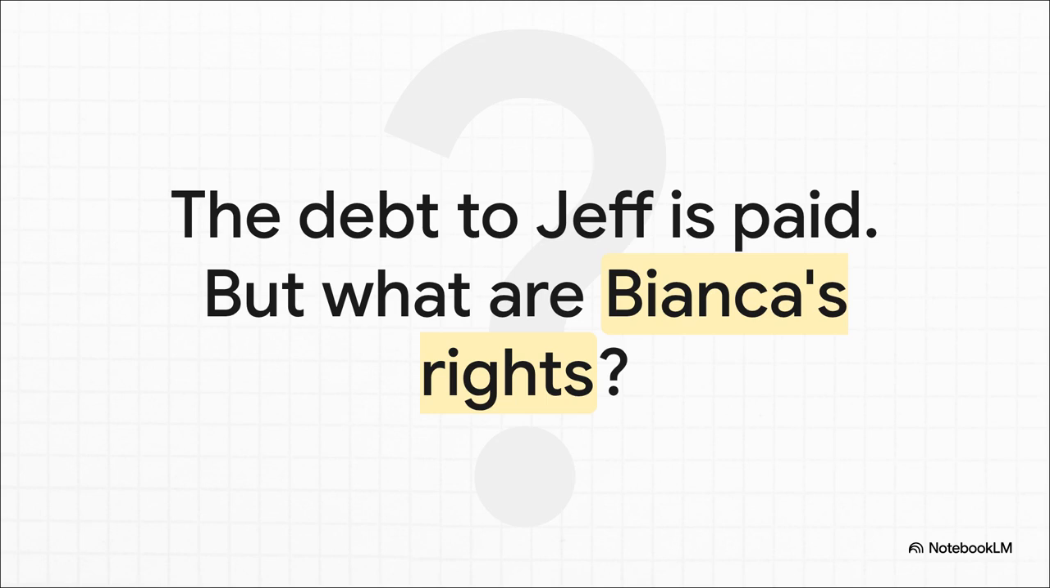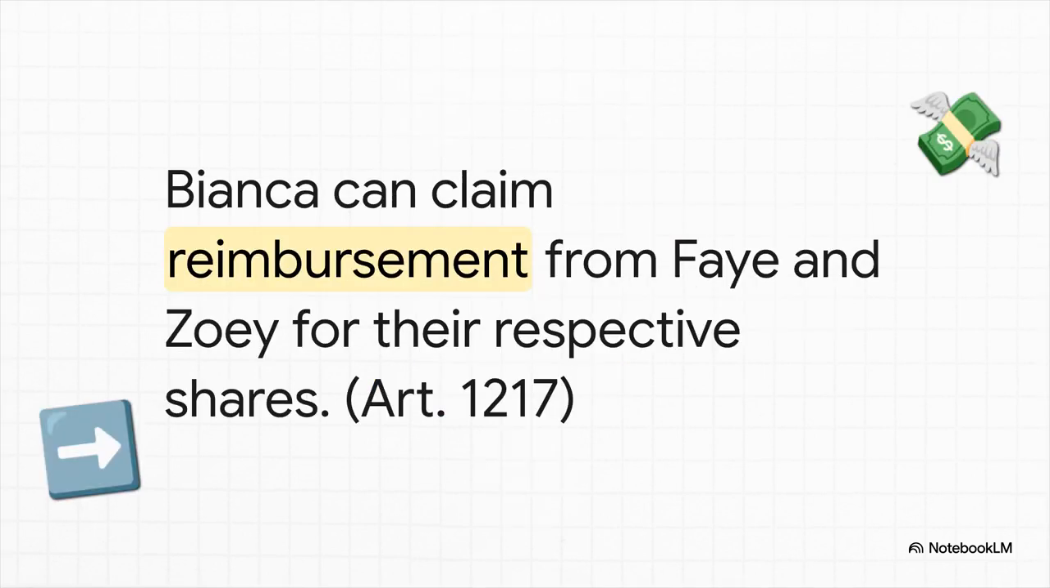Now the real drama begins, but it's between the friends. The big question is, what can Bianca do now? What are her rights against Faye and Zoe? And Article 1217 has her back. Once Bianca pays the full debt, she gains a new right, the right to claim reimbursement from her co-debtors. The original solidary obligation to Jeff is gone, but a new joint obligation is born among the debtors. Bianca basically gets to step into Jeff's shoes and collect from Faye and Zoe.